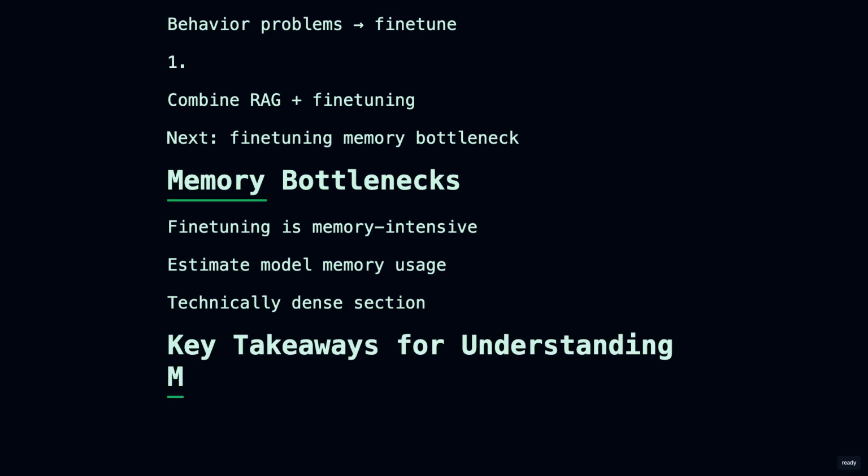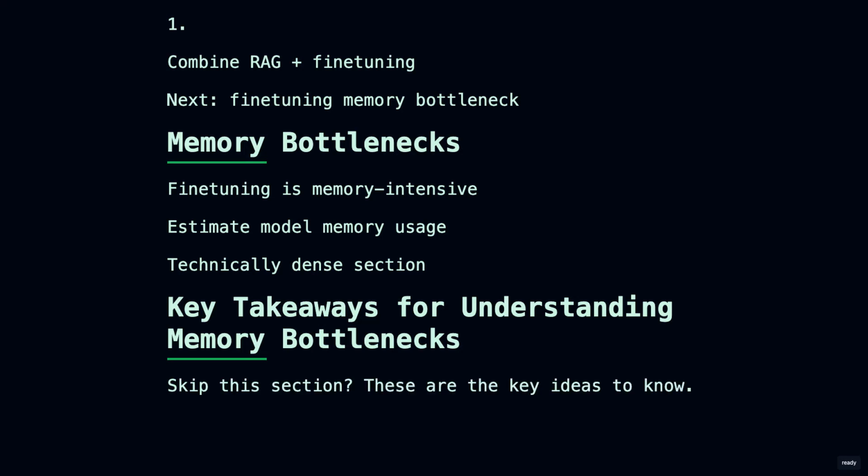Let's pull together the main ideas about why memory becomes such a challenge with large models. As we go through these takeaways, focus on the difference between inference and fine-tuning, because that is where the memory story changes the most. If this section feels dense, this is the summary to keep in mind. And if any of these points are unfamiliar, the rest of the section gives the background you need to make sense of them.